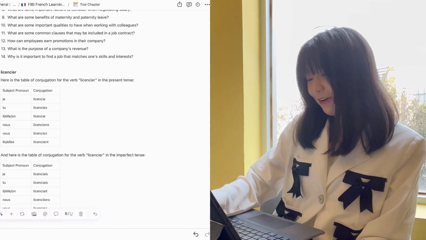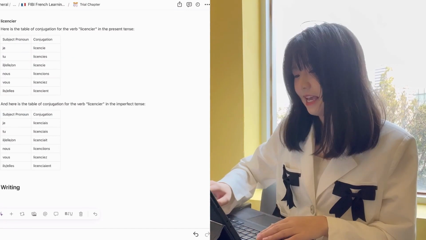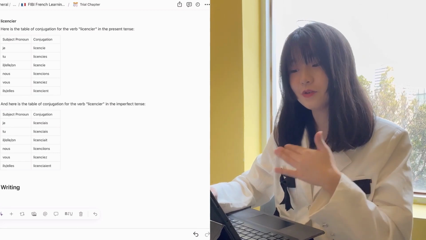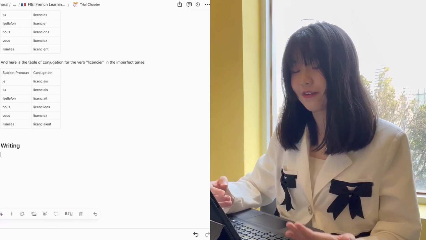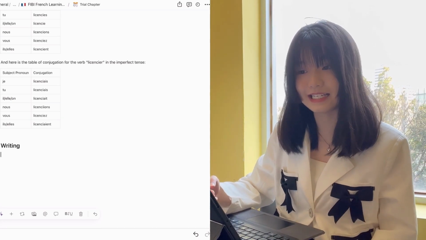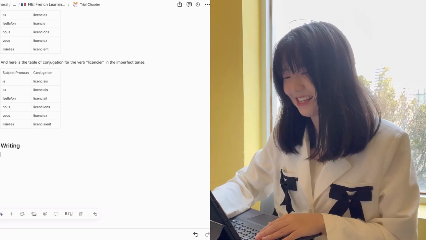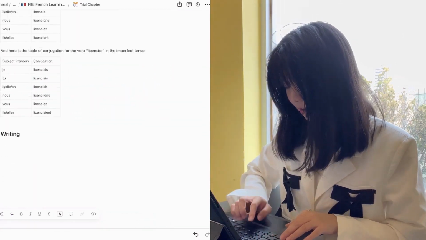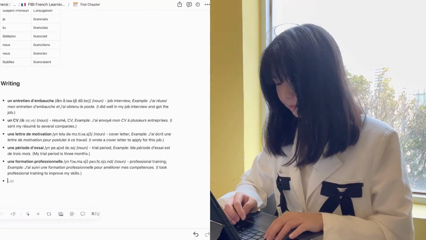And now I can also create a writing part for myself. And the good thing about using Notion to write is that whenever you finish your writing, you can ask Notion AI to find the mistakes in your writing and explain why there are mistakes. Let me show you an example. I'm going to write based on some vocabularies about job and industry.